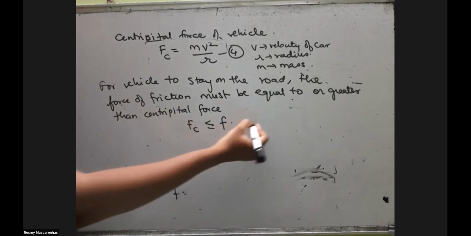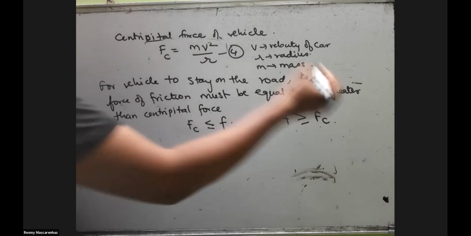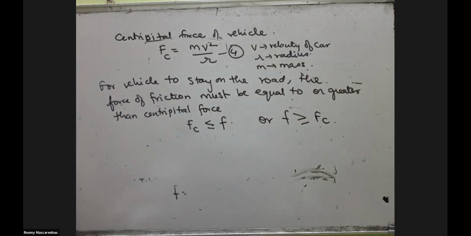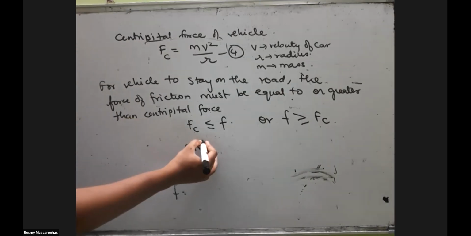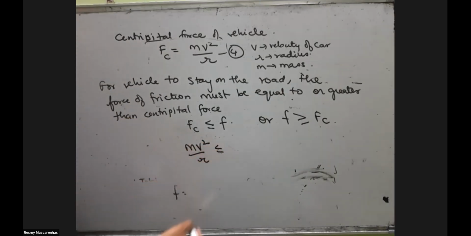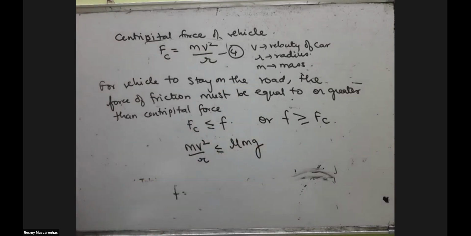Either you can write like this, or F is greater than or equal to Fc. Both mean the same. So now what is Fc? Fc is mv square upon r, and this F is given in equation number 3, and this is from equation 4.